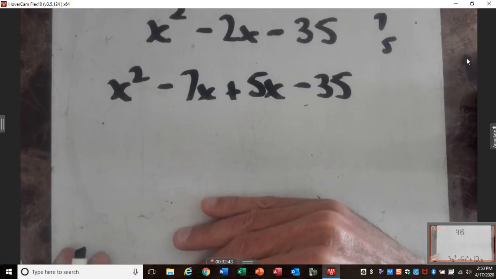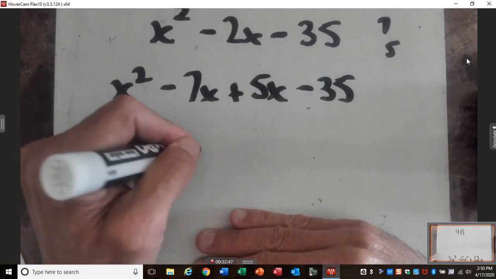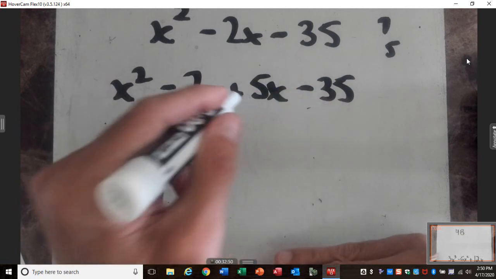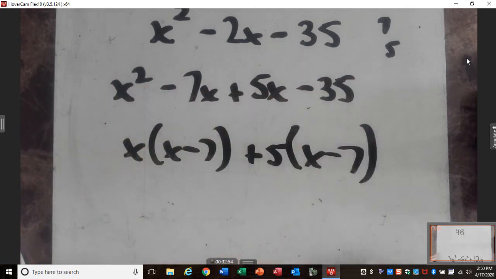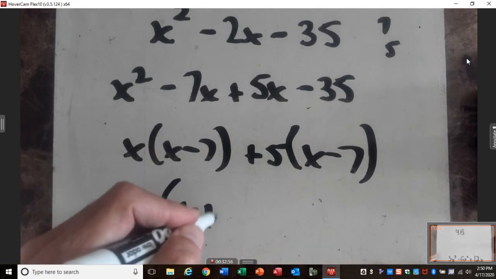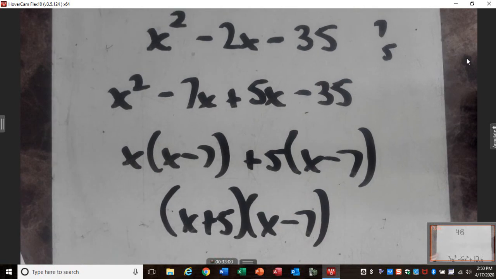Okay, what's common here is an x. So we're going to go x and then x minus 7. What's common here is a 5. So we'll go 5 and then we'll go x minus 7. Put it together, you're going to get x plus 5 times x minus 7. We're done.